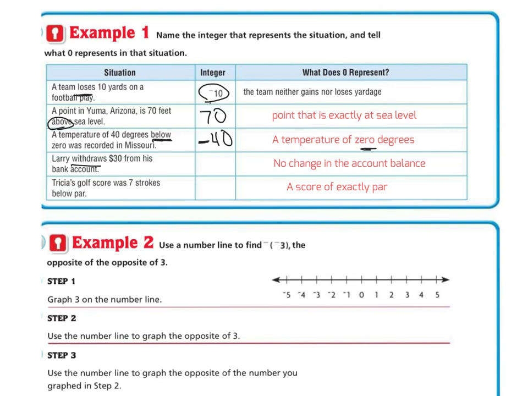Larry withdraws $300 from his bank account. Withdraws means I take it out, so it's going to be negative. 0 would mean no change in the account balance, and that's what the 0 would represent. Trisha's golf score was 7 strokes below par, so that's going to be a negative 7. And the 0 would be a score of exactly par.